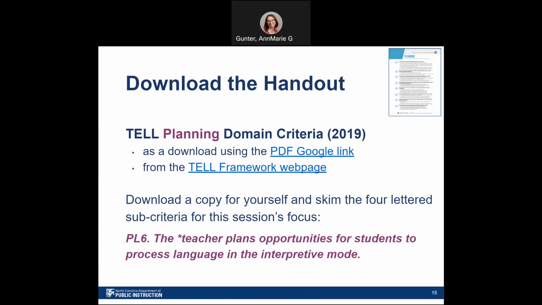But you can also go directly to the TEL framework page if you want and download the TEL planning domain criteria or any of the other TEL domain documents that you would like. So go ahead and download a copy for yourself from one of those places and skim the 4-lettered subcriteria for this session's focus. Remember, it's PL6. The teacher plans opportunities for students to process language in the interpretive mode. Pause this recording as you need to make that download and skim over PL6.